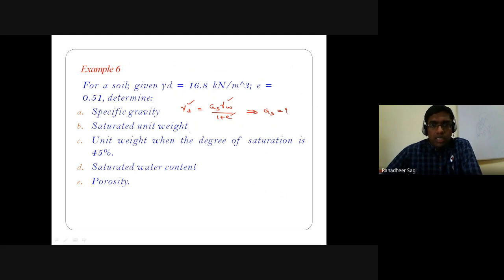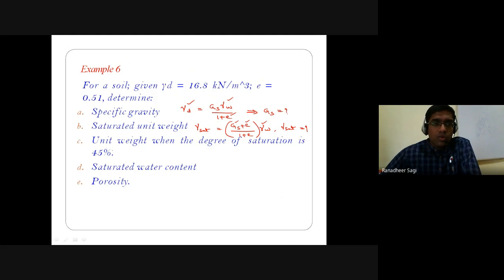Next in this problem, I am required to calculate the saturated unit weight. Once the specific gravity of soil solids and the void ratio of that soil are known, the saturated unit weight of the soil is (GS plus e) by (1 plus e) into gamma W. The specific gravity of soil solids we have calculated earlier, the void ratio is given, and gamma W is the standard value, from which I will get the gamma sat value.